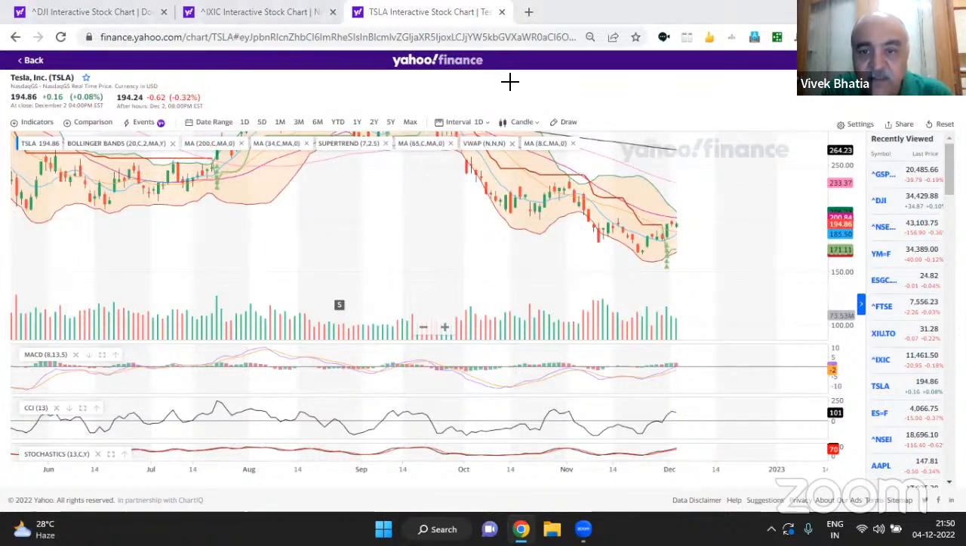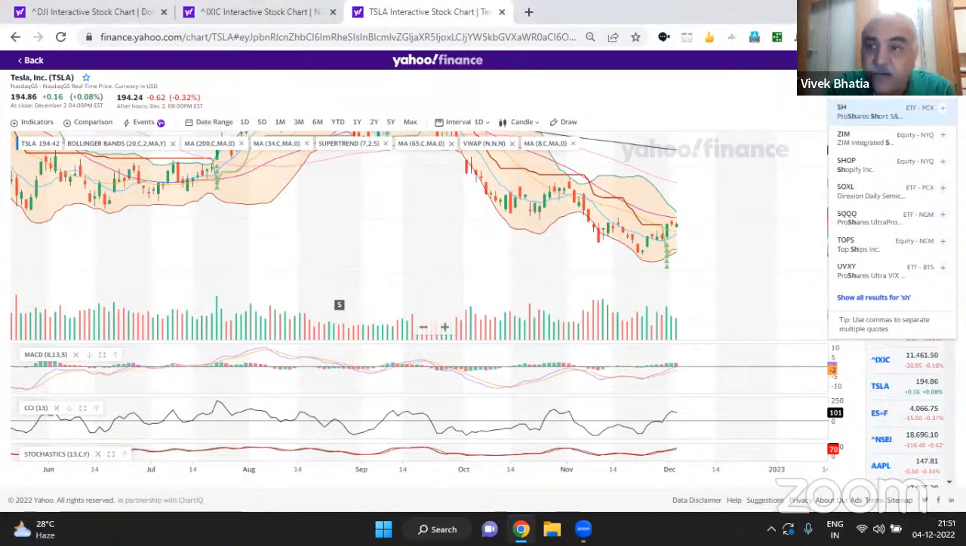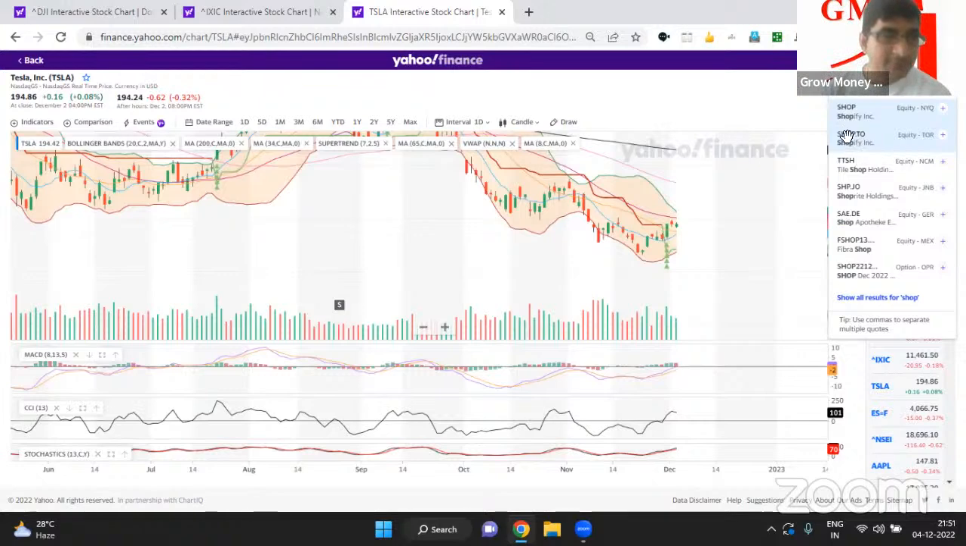Have we covered Mundi's stocks completely? Yes. Next is Shop and NDAQ. Shop, whether he wants it on Toronto or he wants it on New York. So Toronto would be good.